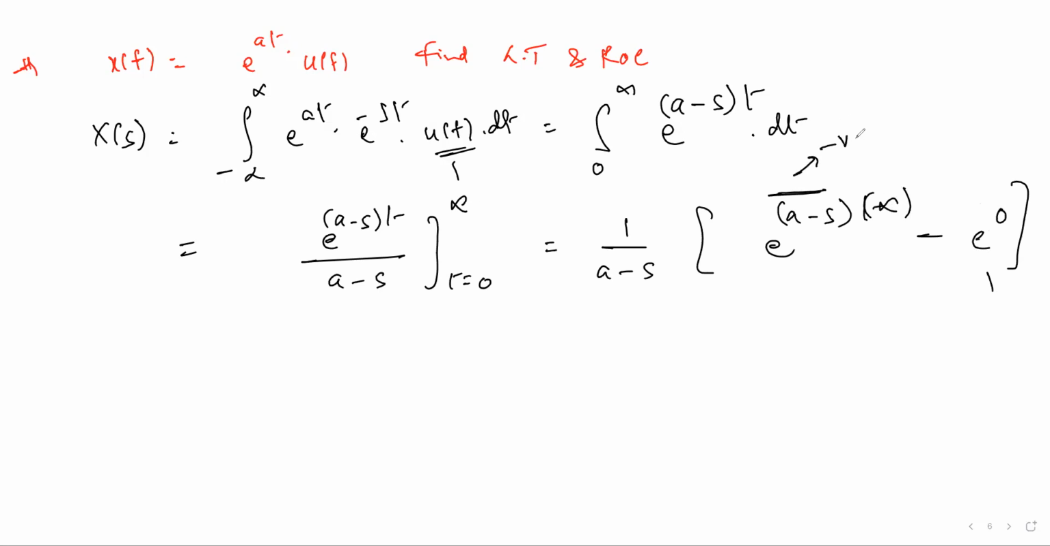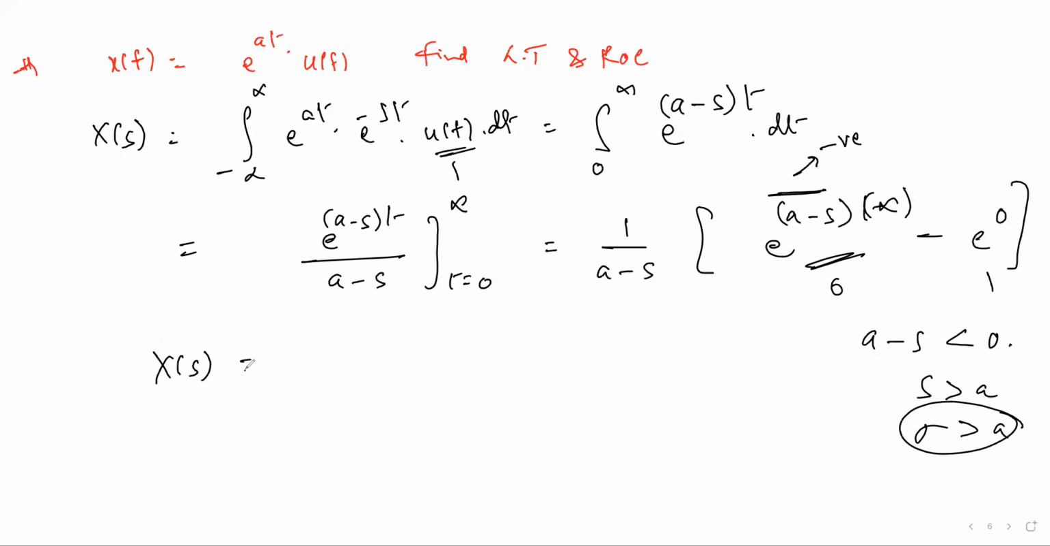So this one should be negative. A minus s should be less than 0. That means s should be greater than a. That means sigma should be greater than a. Then under that condition, what happens? This will be 0. So X of s will be 1 by a minus s. This will be 0, this will be 1. Or we can say 1 by s minus a.